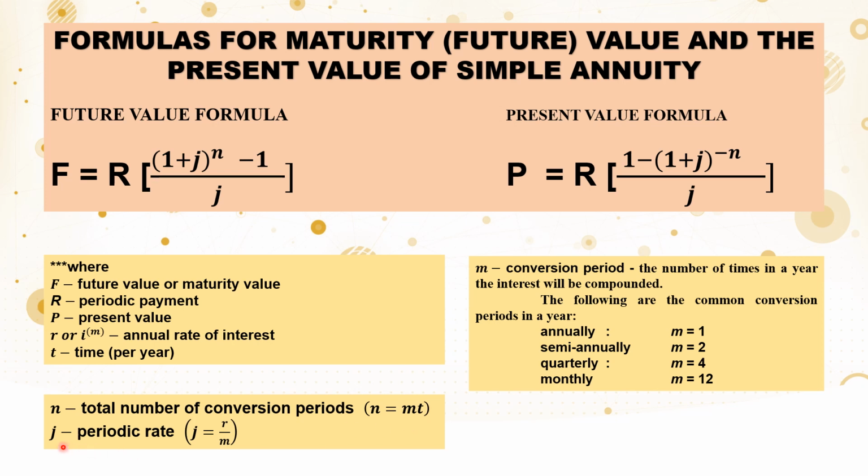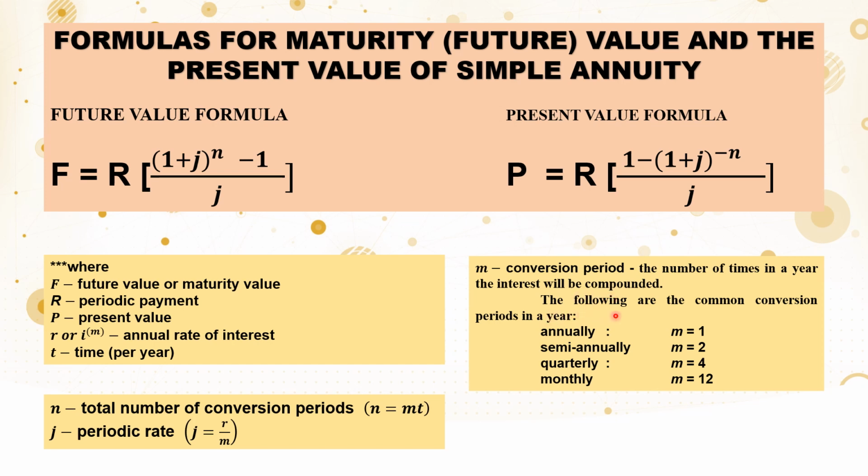And for j, we have the periodic rate. To find the value of j, just divide the value of r and m. m is the conversion period, the number of times in a year the interest will be compounded.